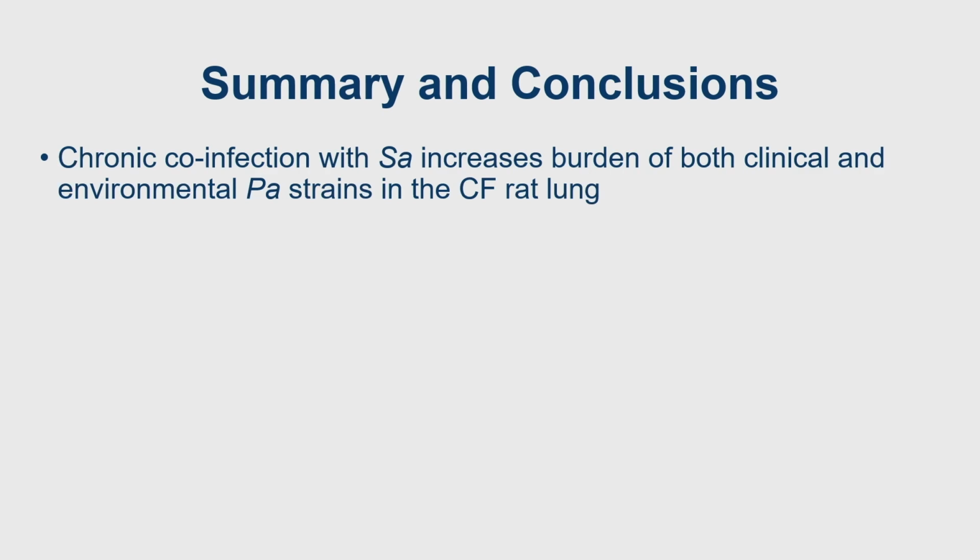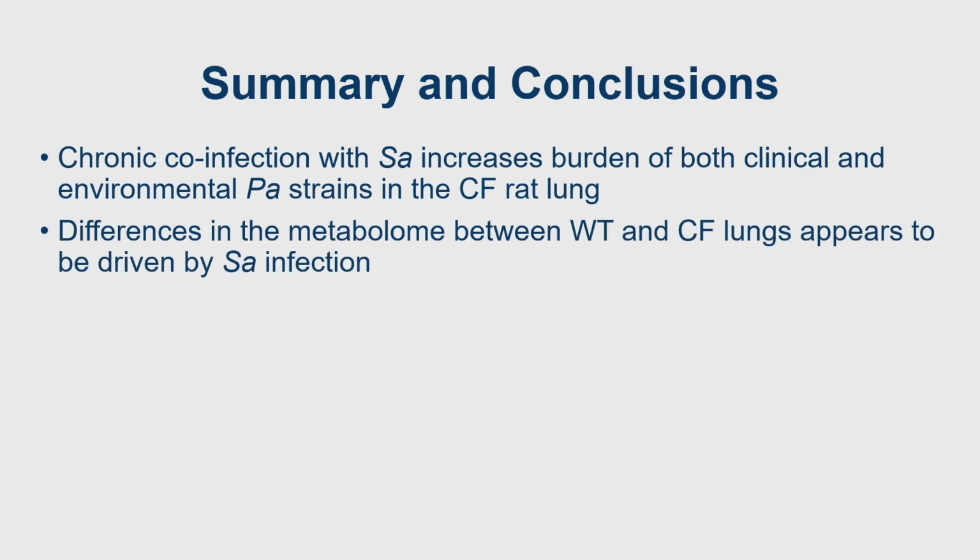And so just to summarize, chronic co-infection with staph increases the burden of both clinical and environmental strains of Pseudomonas in the CF rat lung. And the differences in the metabolome between the wild type and the CF lung appear to be primarily driven by staph. And this makes sense because when you're doing a study using human sputum or something like that, it's hard to control for not having staph infections. People are colonized so early.